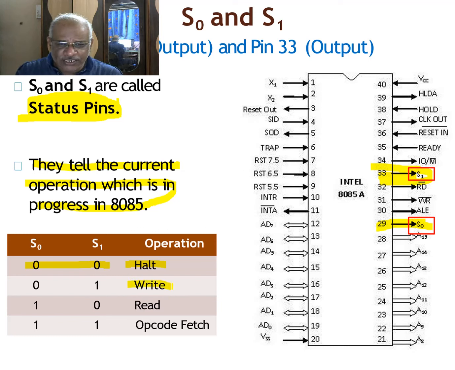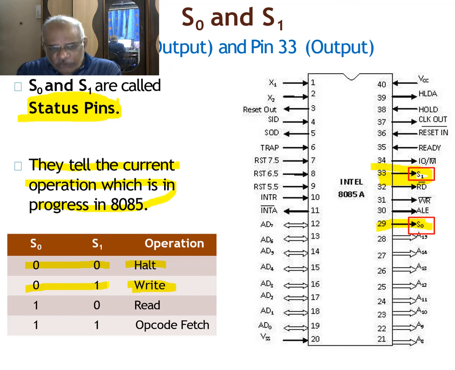When the microprocessor is writing something, which means it is giving the data or the result to the outside world, writing something in the outside memory or in the IO device, it generates the signal S0 equal to 0 and S1 equal to 1.